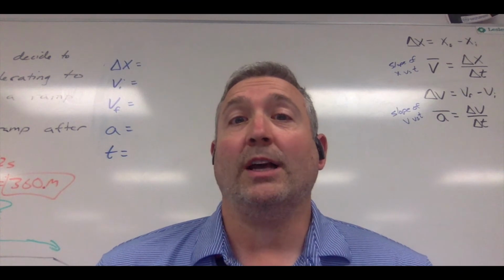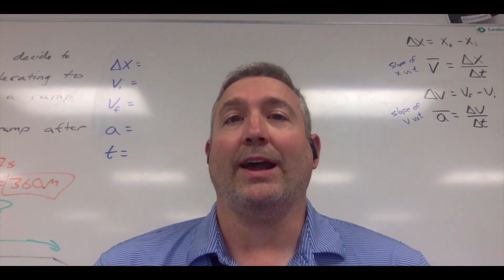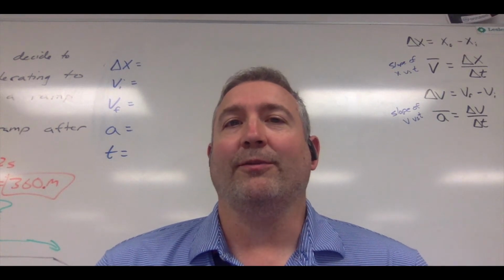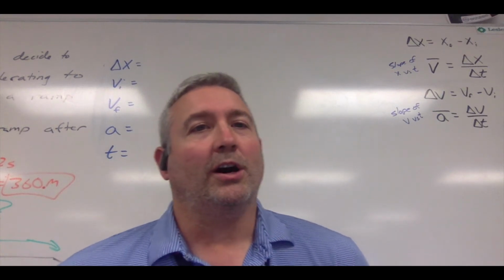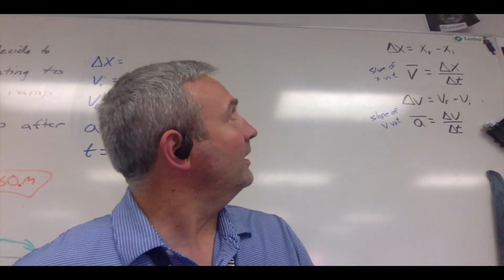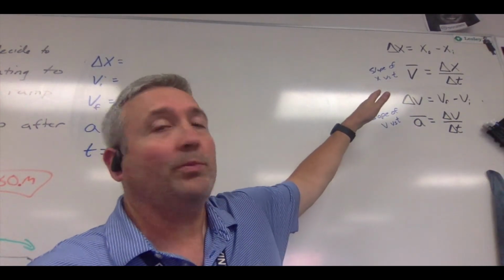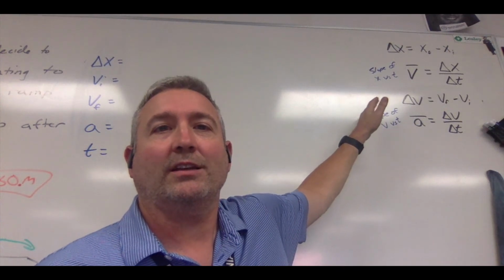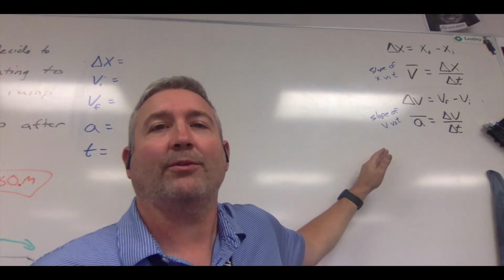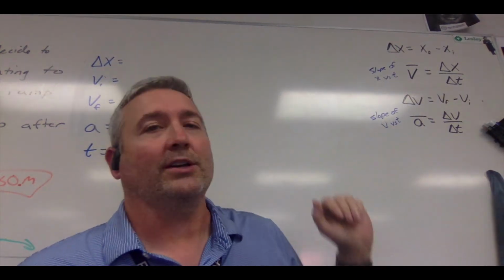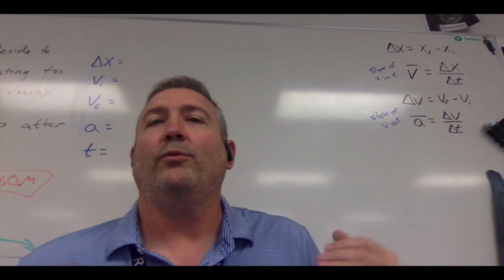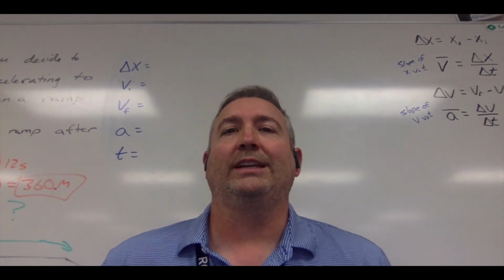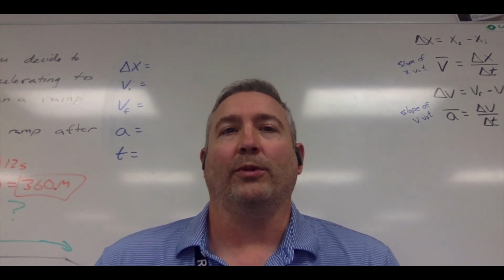The formulas themselves are based on the graphs. So if we look at the formulas that we've gotten from graphs so far, we know, for example, up here, that the slope of a position versus time graph is velocity, average velocity. The slope of a velocity versus time graph is acceleration. We can use those facts to generate more formulas.